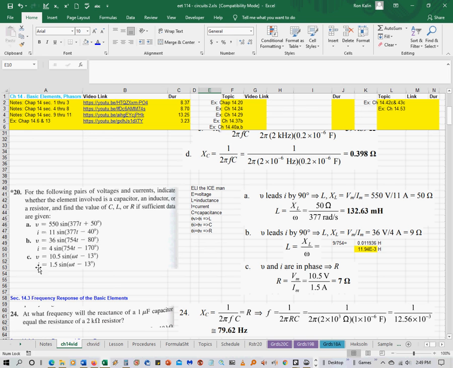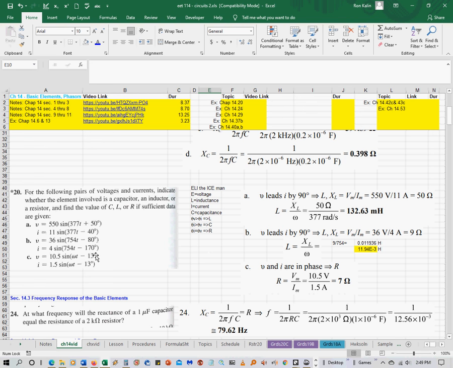In part C, you see a scenario where theta V and theta I are the same number. So if theta V equals theta I, that means it's not leading or lagging. It's a purely resistive circuit. There could be an inductor or a capacitor in there, but they're canceling each other out. Or there may not be, and it may just be resistors in the circuit.